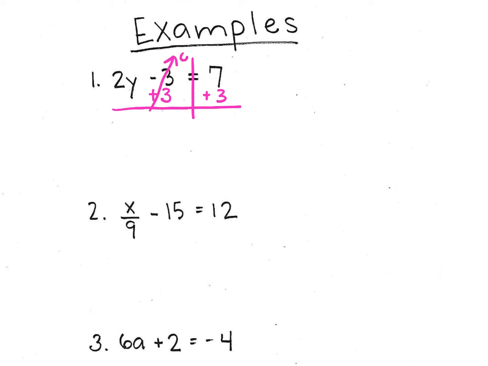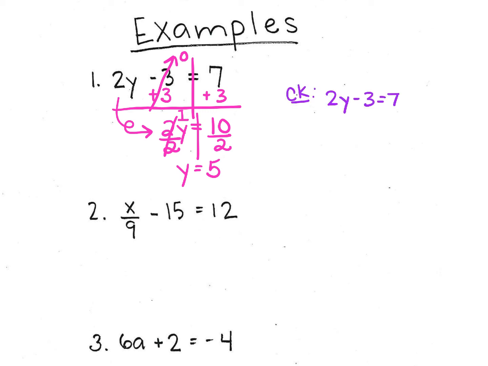-3 plus 3 is 0. We have canceled those out. All we're left with on the left is 2y. 7 plus 3 is 10. From here, we are going to divide by 2. 2y divided by 2 gives us 1y. If we divide by 2 on one side of the equal sign, we need to divide by 2 on the other side of the equal sign, and our answer is y equals 5.